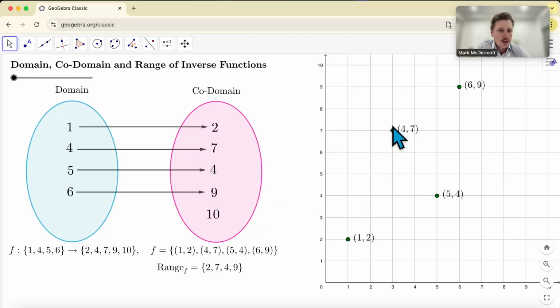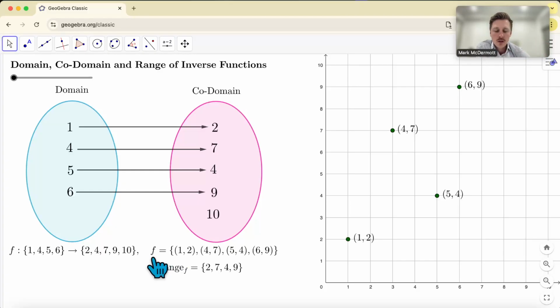We've got those points on the Cartesian coordinate system over here. And that's sort of how we show that they're mapping to one another. We could say then that the function, using function notation, is f: {1, 4, 5, 6} maps to {2, 4, 7, 9, 10}. So this is an important point here. This 10 is in the codomain, but it's not being mapped to. So it is in our codomain. Remember, the codomain is all possible values that the function could map to.